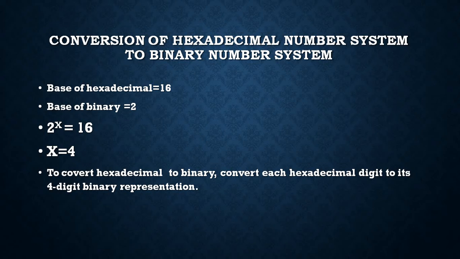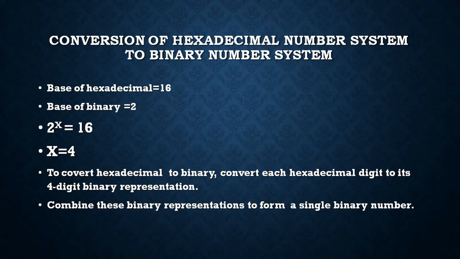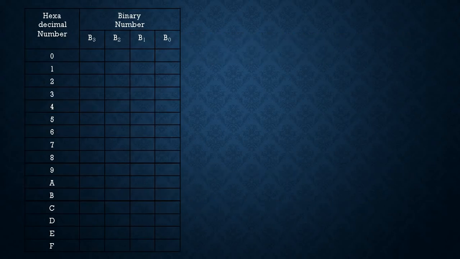To convert hexadecimal to binary, convert each hexadecimal digit to its 4-digit binary representation. Combine these binary representations to form a single binary number. Now again we have to create the relation table for hexadecimal number and binary number. The first column indicates the hexadecimal number. So we write all hexadecimal digits from 0 to 9, and after 9 we get 6 alphabets: A, B, C, D, E and F.